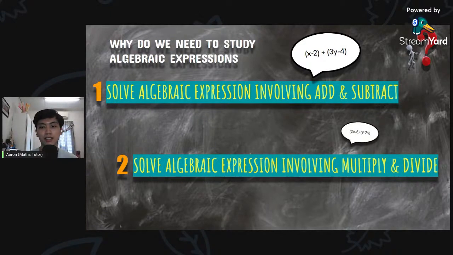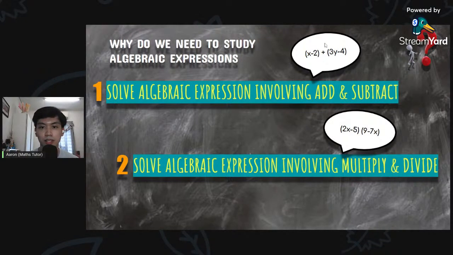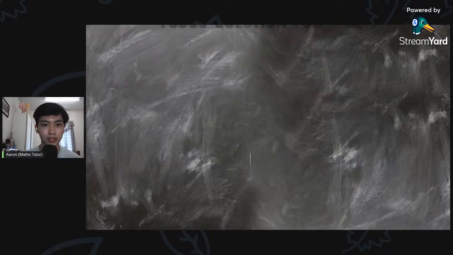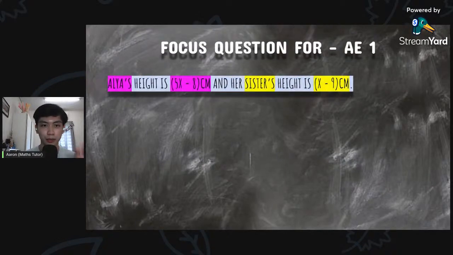These are the samples. This is addition, because there are two algebra expressions and you add them together. This is how you do addition and subtraction. Multiplication is when they multiply each other, or they divide each other. So this is how we do it. Without further ado, let's head into our first question.